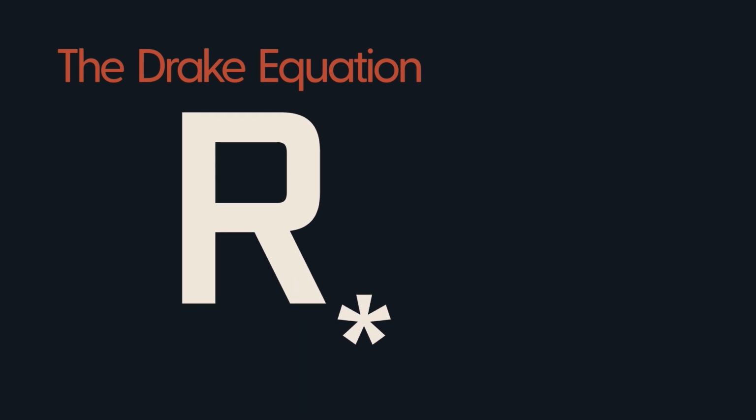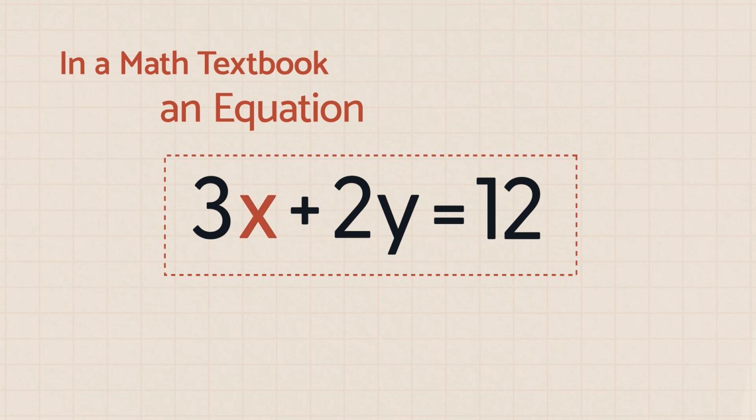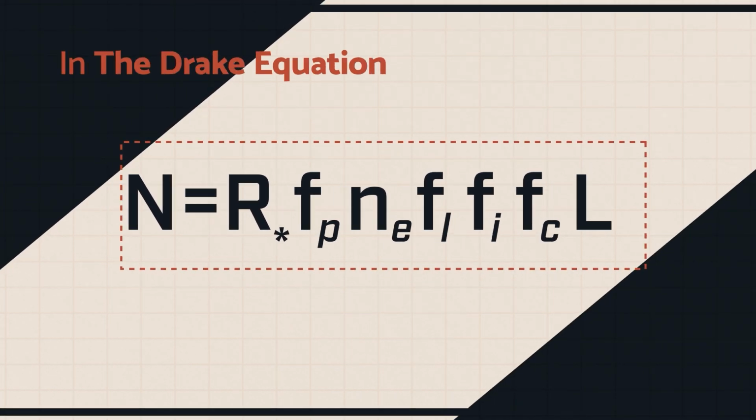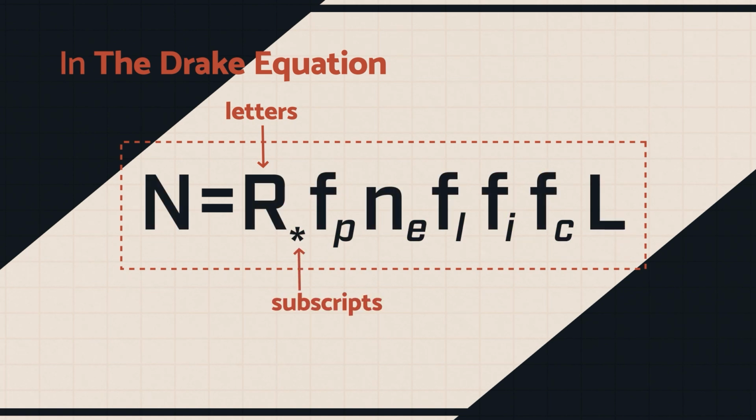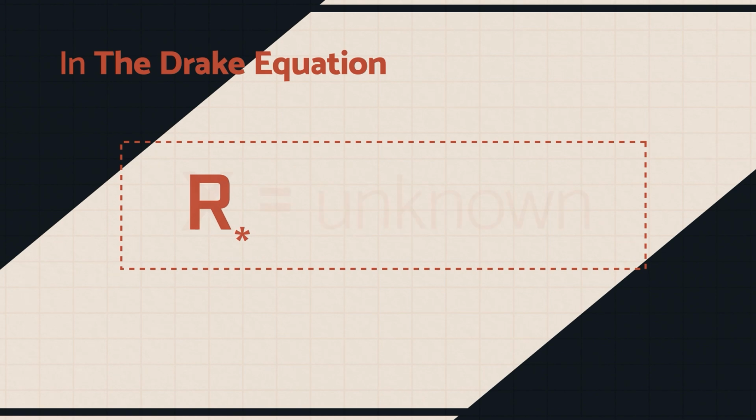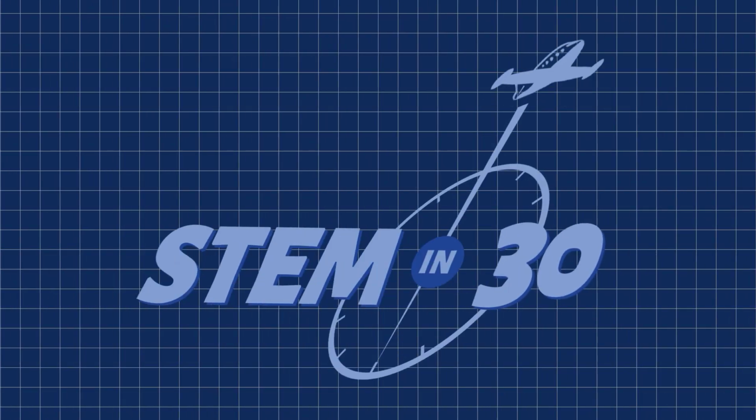seen before. In a math textbook, an equation might have an x or a y to represent an unknown number. You often solve for the unknown value. In the Drake equation, letters and subscripts are used to represent unknown quantities. So don't get intimidated because our first variable looks like this. It's just a different way of representing an unknown number. In the Drake equation, n will be our answer.